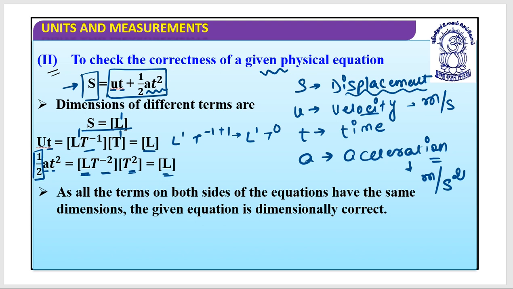So as you can see, on the left hand side the dimension is L, on the right hand side the dimension is L. So when dimensions are equal on both sides, we can say that this relation is dimensionally correct. I hope these things are clear to you. Is it clear? Okay, let's move on to the next.